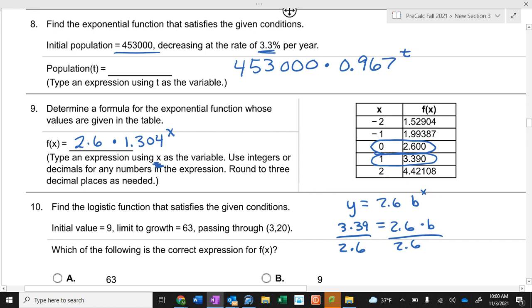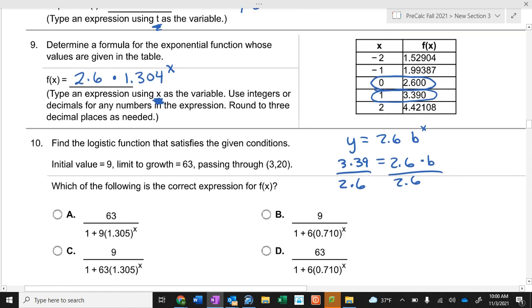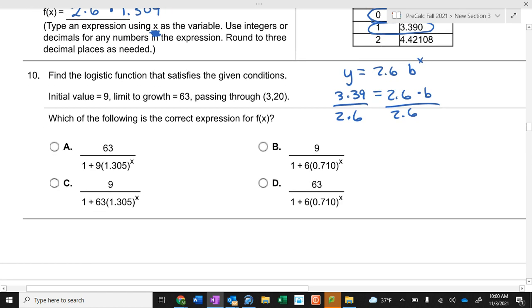So the last problem used t as a variable. This one uses x as a variable. Make sure you read the directions when you take this. Okay.